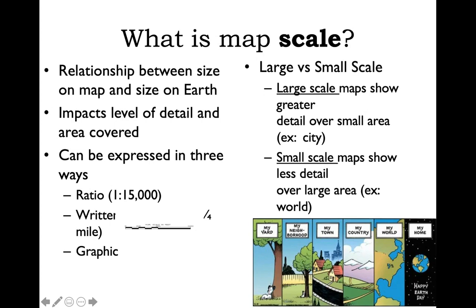When I think of scale, I like to think of the word detail. So large scale means I'm going to get a large amount of detail in my map. I'm going to be able to see road names and exact locations. Small scale means I'm going to have a small amount of detail on my map. I'm going to get more big picture images.